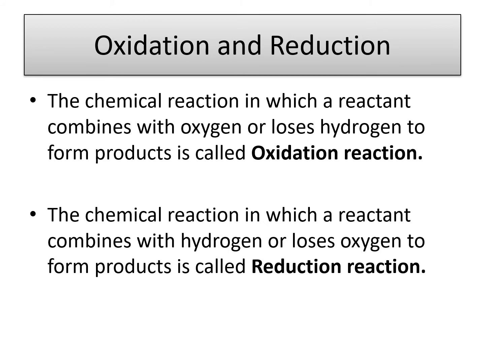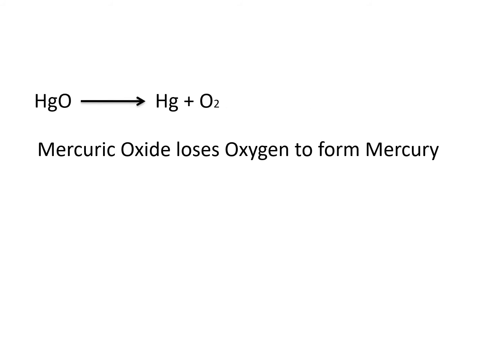Now coming to reduction reaction. The chemical reaction in which a reactant combines with hydrogen or loses oxygen to form products is called a reduction reaction. In simple terms, it's opposite to oxidation reaction. Let us look at examples. Mercuric oxide loses oxygen to form mercury. Here, oxygen is not gained, but oxygen is lost, and that is why this becomes an example of a reduction reaction.